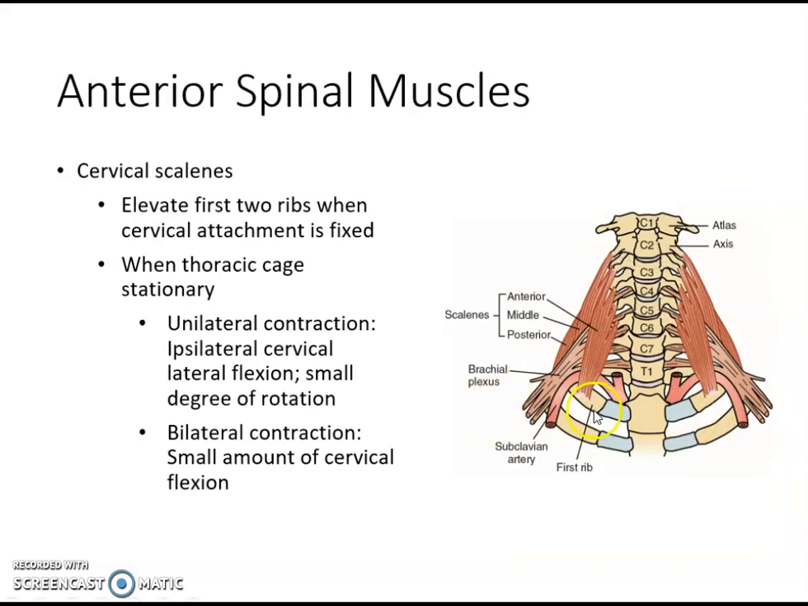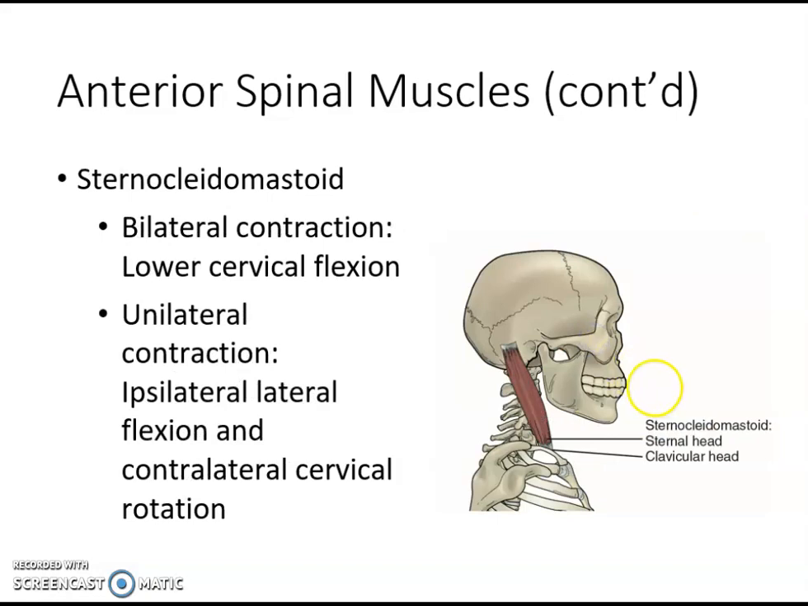On the front or the anterior part of the spine, the first group of muscles are the cervical scalenes. They are the three groups of muscles, the anterior, middle, and the posterior. When they contract, they cause ipsilateral cervical lateral flexion with the small degrees of rotation. So you just have to remember for scalenes, if they are contracting, they cause the same side flexion of the cervical spine. If they both contract, they cause small amount of cervical flexion.